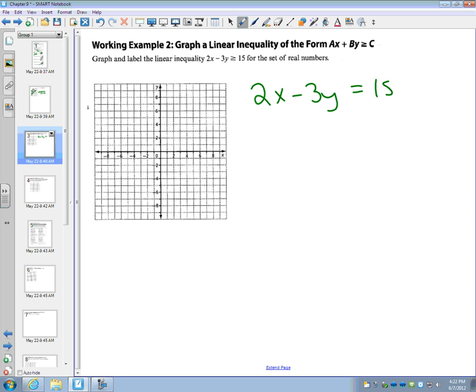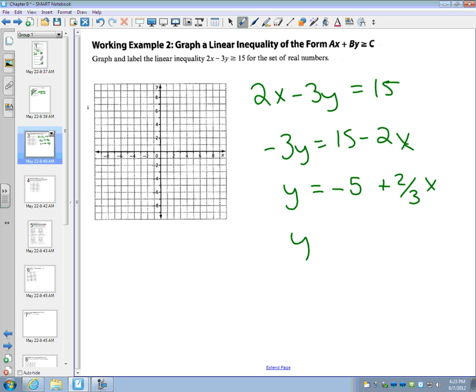I'm getting y by itself. Minus 3y is equal to 15 minus 2x. Y is equal to negative 5 plus 2/3 x. Okay, so y equals mx plus b, so my slope is 2/3. My b is negative 5, so that means my y-intercept is at negative 5. I put a dot there.